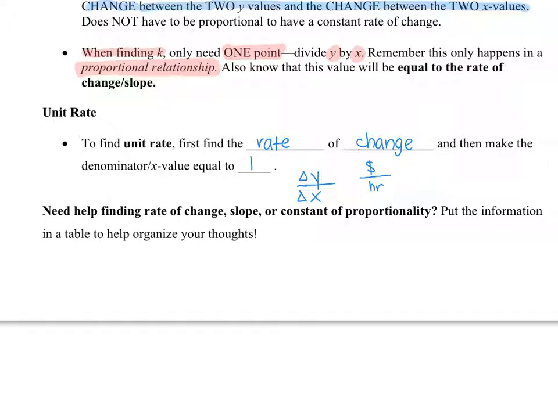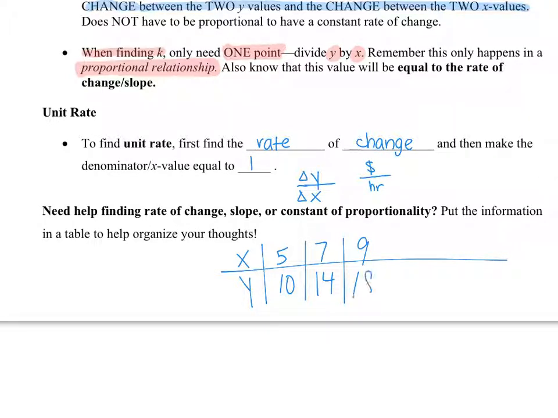If you need help finding rate of change, slope, or constant of proportionality, you can put the information in a table to help organize your thoughts. So if you label the x and y, and you put some values in there like 5, 10, 7, 14, 9, 18, things like that, then you can easily find the change. You say, how do you get from 5 to 7? Add 2. How do you get from 10 to 14? Add 4. And then you can take the change in y, 4, over the change in x, 2, and get a rate of change of 2.